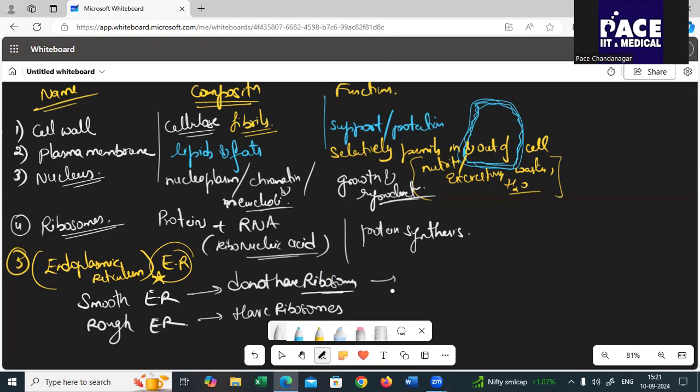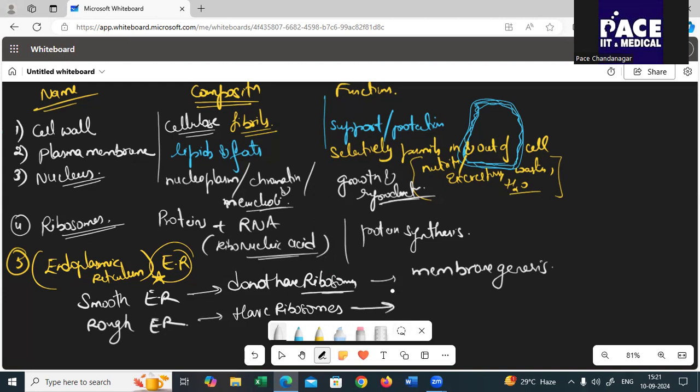Smooth ER is responsible for membrane genesis, that is, in generating the membranes. So you have the plasma membrane, nuclear membrane, cell walls, all these membranes are generally developed because of these lipids and fats. That is what smooth ER is made up of, and it has lipids and fats responsible for generating membrane. Membrane genesis is the term we use.